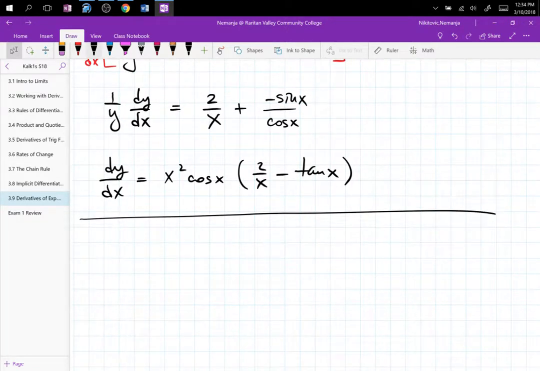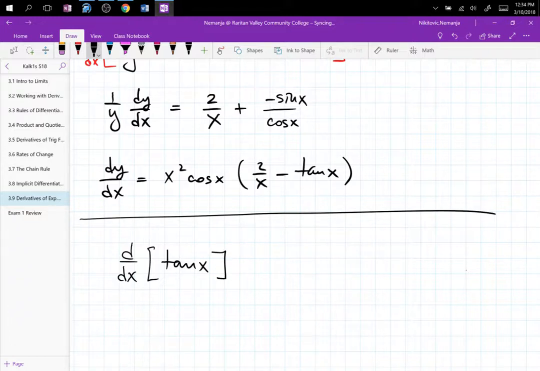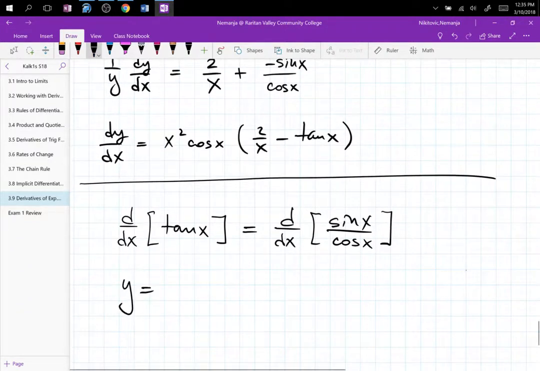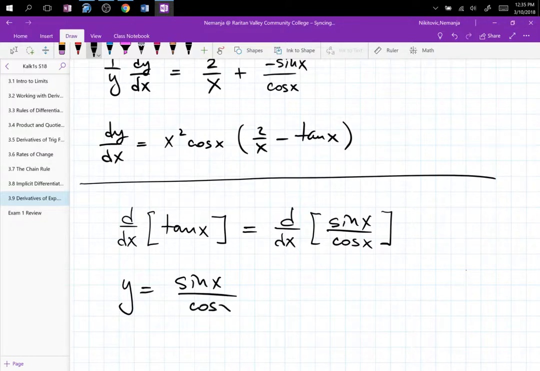Let's take a look at the derivative of tangent x. Can we use logarithmic differentiation for this one? Yeah, we can. I'm going to rewrite this as d dx of sine over cosine. So now my y is equal to sine x over cosine x, and then I have my ln on both sides.